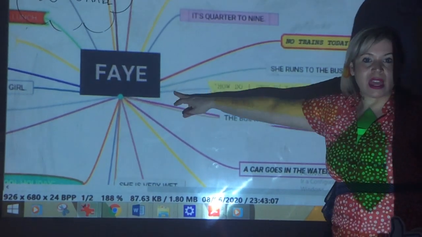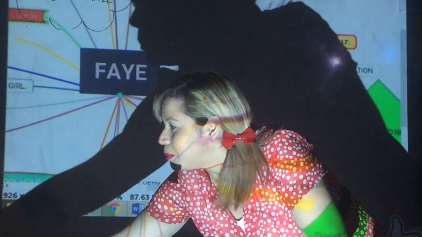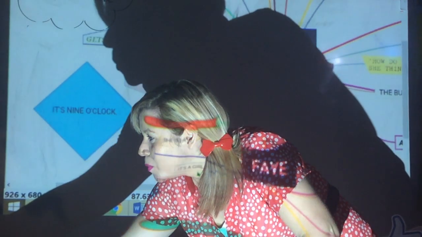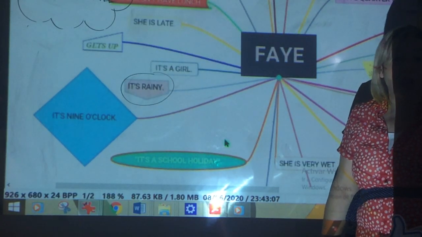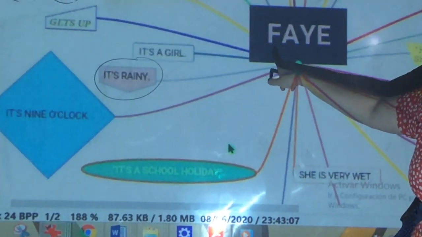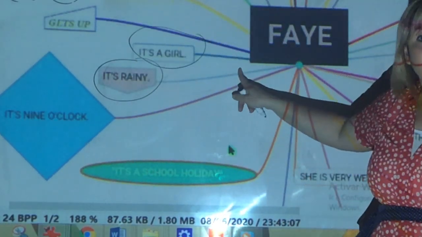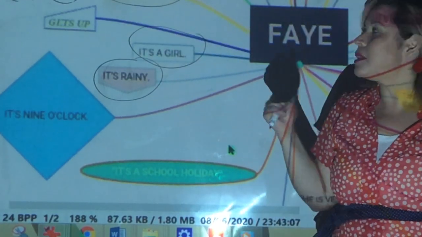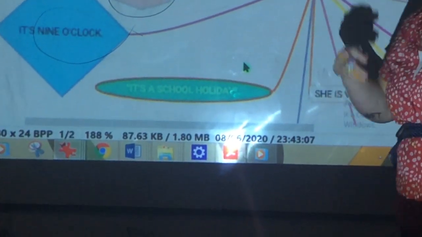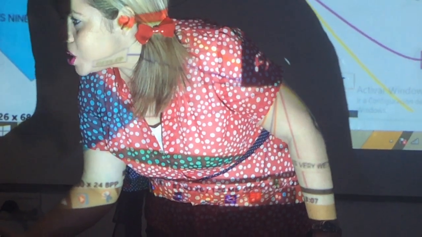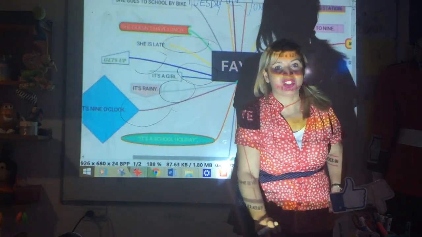Look, so Faye, she goes. Good. Okay, I'll start from where it begins. Okay, it's raining. Yes, okay, it's raining. We're going to put all the main ideas, not the whole book. Present simple. It's raining, yes. Faye, it's a girl, yes. She's late, yes. She gets up, yes. It's 9 o'clock, yes. And you're going to do that with all of them. She doesn't have lunch. I'll erase the early. Okay. She doesn't have lunch, yes.